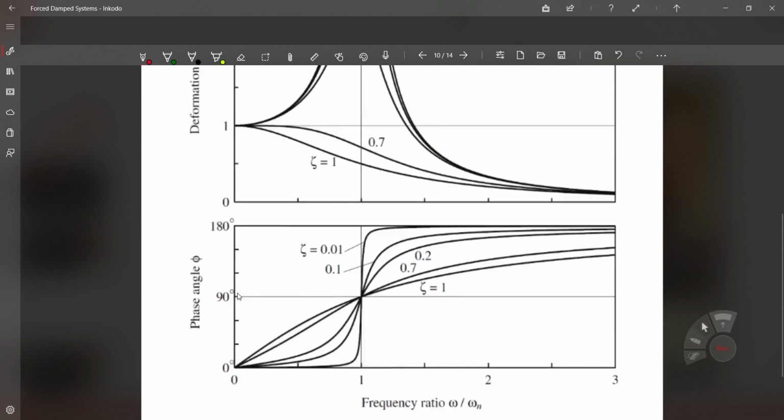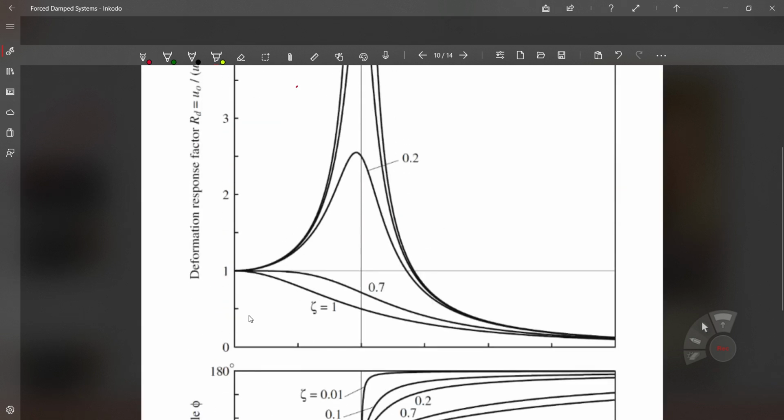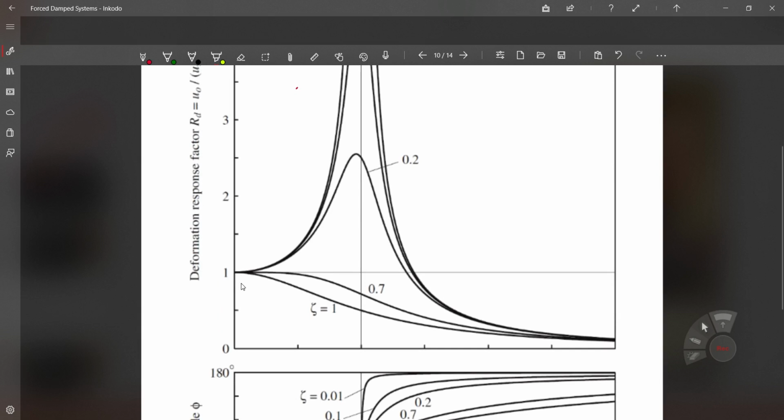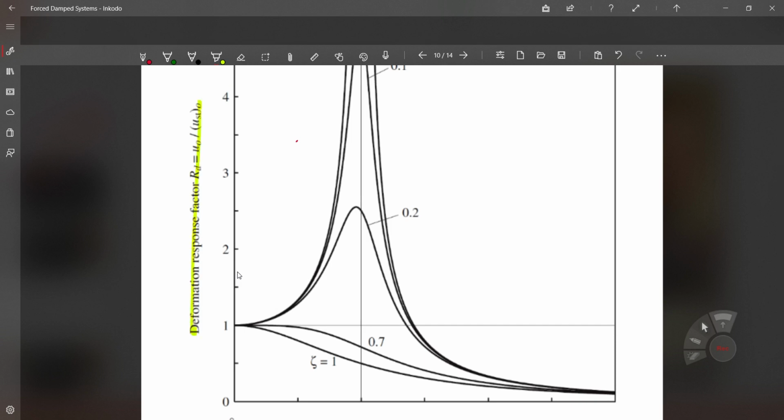So first of all, the horizontal axis is going to be the frequency ratio. It is going to be the ratio between omega, which is the forcing excitation frequency, and omega n, the natural frequency of the system. And on the vertical side, we are going to have two different vertical axes here. If we talk about the first graph, it is related to, as you can see, the deformation response factor, which is RD. So simply, this is RD, which is, as I said before, u0 over u static 0. The maximum dynamic amplitude over the maximum static amplitude.